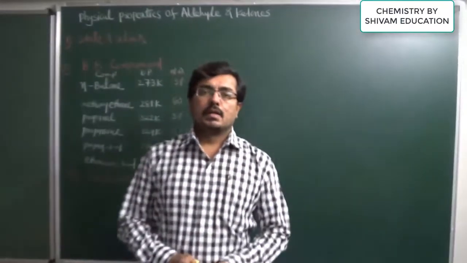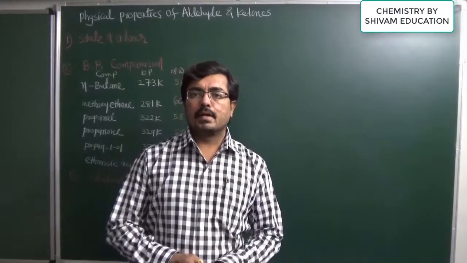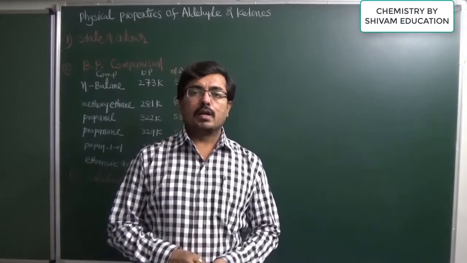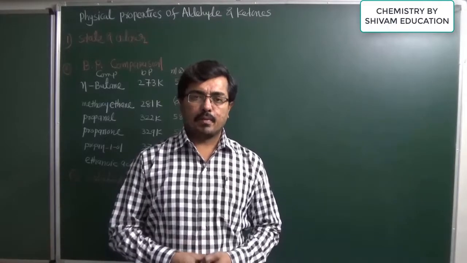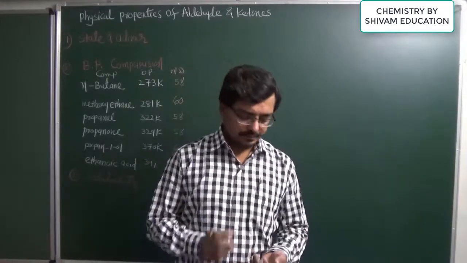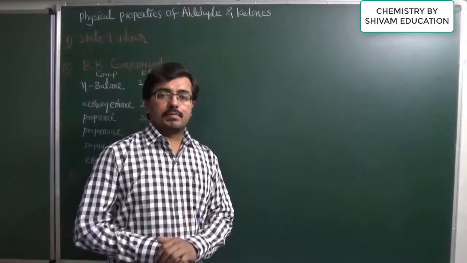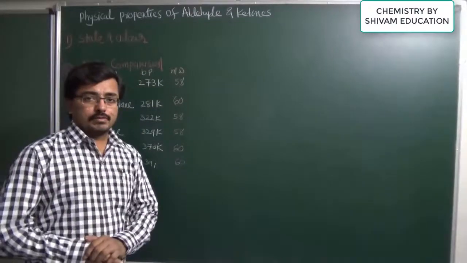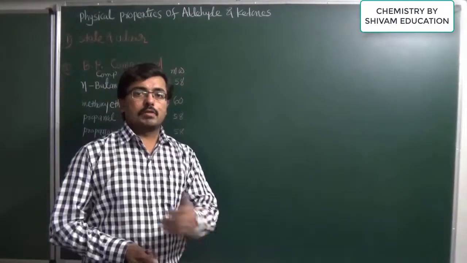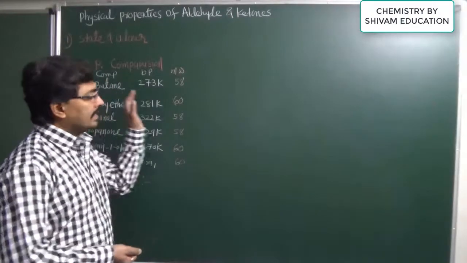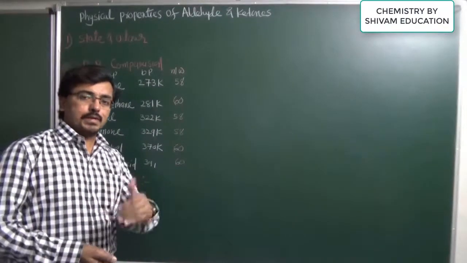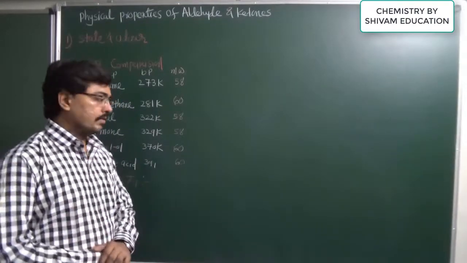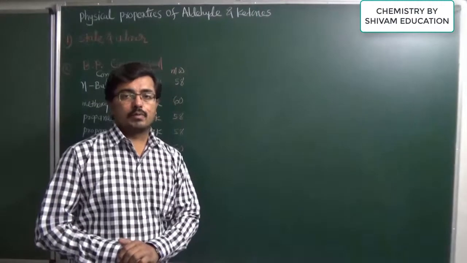My dear students, in the previous lecture we completed the nomenclature of aldehyde and ketone. Now in today's lecture we will discuss the physical properties of aldehyde and ketone. Particularly, three types of physical property we have to discuss. First, the state and odor of aldehyde and ketone. Second, the molecular masses of aldehyde and ketone and their boiling point, and comparison of this boiling point with alcohol, ether, and hydrocarbon compounds. And third, solubility in water.